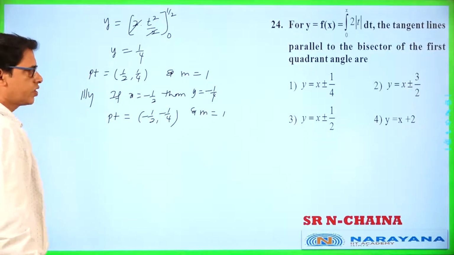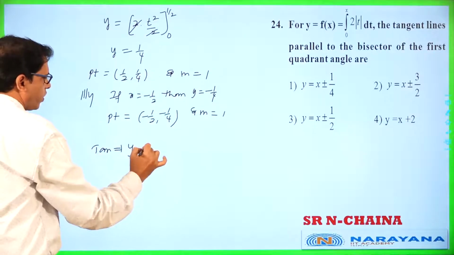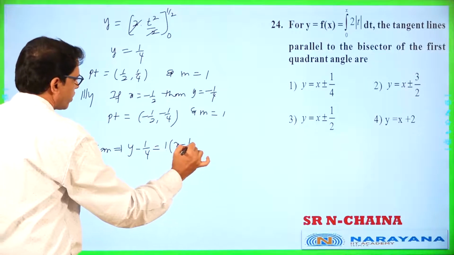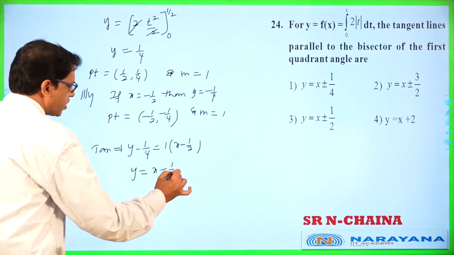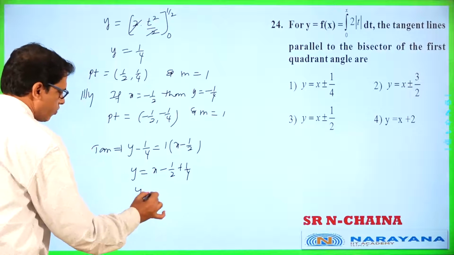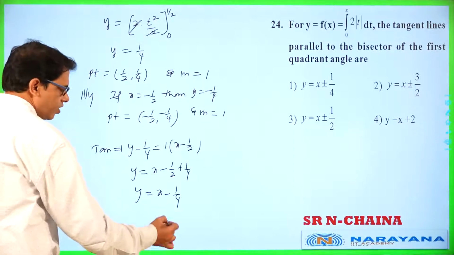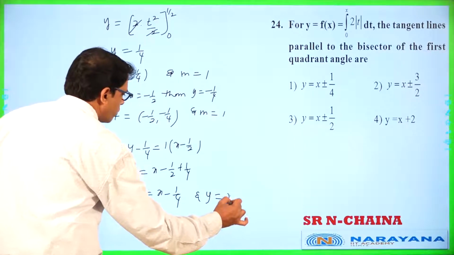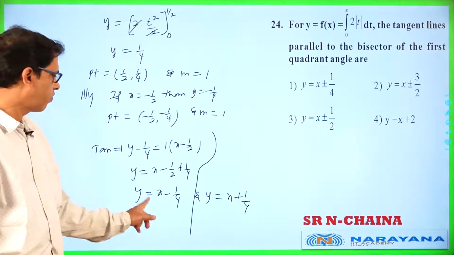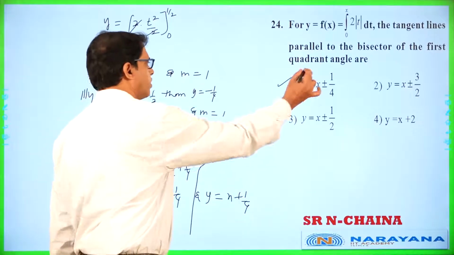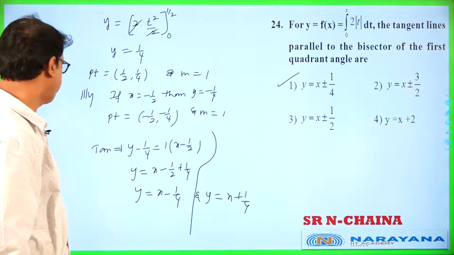Apply the equation of tangent: y minus y1 is equal to m into x minus x1. So y is equal to x minus half plus 1 by 4, so y is equal to x minus 1 by 4. In the other case, y is equal to x plus 1 by 4. So y equal to x plus or minus 1 by 4 means the first option. This one is okay, good question. Next one.